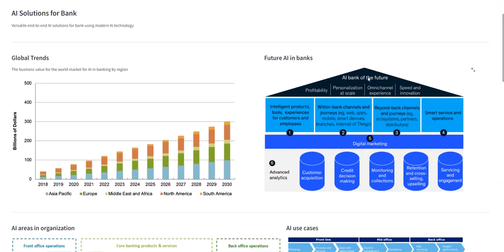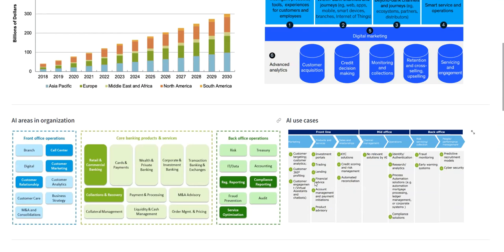This is a chart from McKinsey Consulting, and it basically highlights what AI in the bank looks like in the future, right? You have advanced analytics helping banking to be more efficient than ever before. The use cases cover customer acquisition, credit and decision making, monitoring and collections, retention and cross-selling, upselling, and servicing and engagement, right?